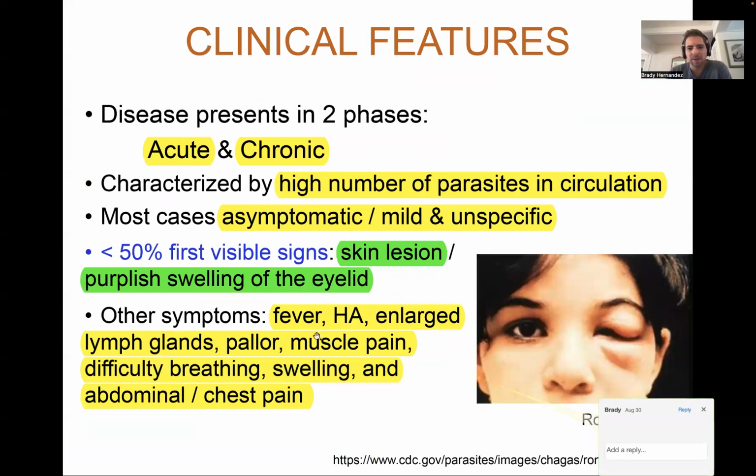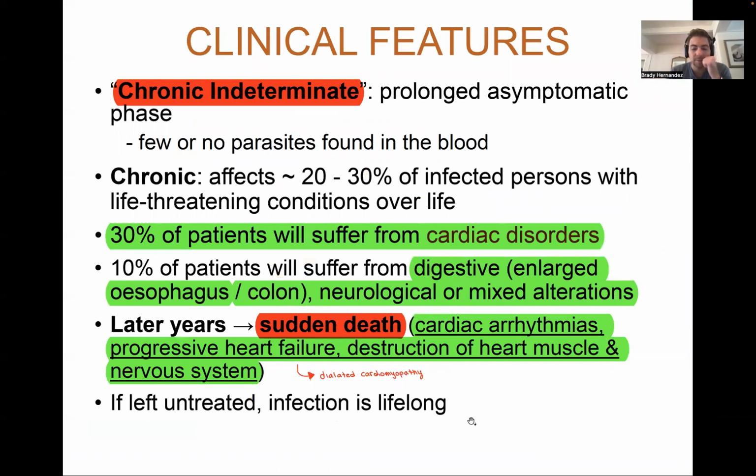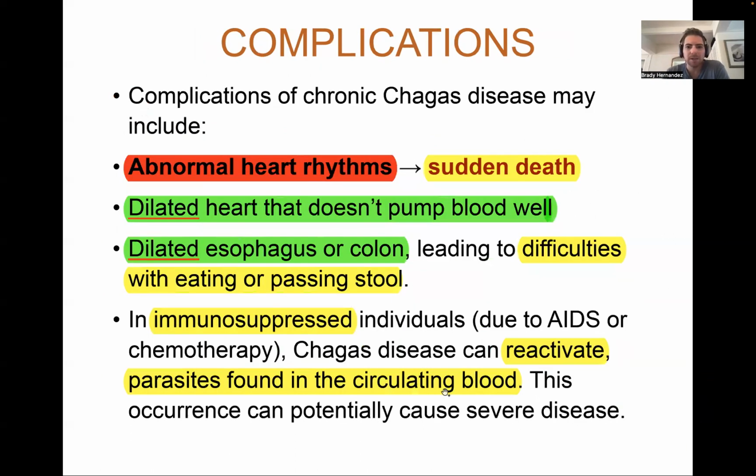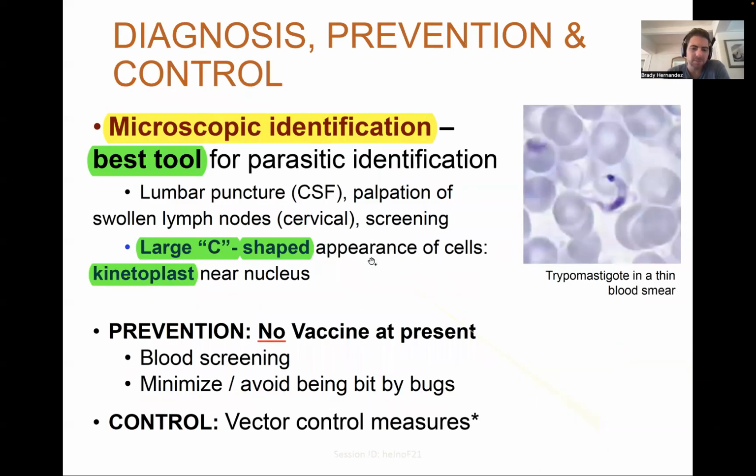Skin lesion, purplish swelling of the eyelid, you can see here, more non-specific signs that could happen. But the big one is it can lead to dilated cardiomyopathy, okay? So Chagas disease, you're worried about dilated cardiomyopathy. That's the big one here. You can see dilated heart doesn't pump well, dilated esophagus or colon. So with Chagas disease, think everything gets dilated, and that's going to be the characteristic testable thing. This showed up as a UWorld question, so take a snapshot of what that looks like.